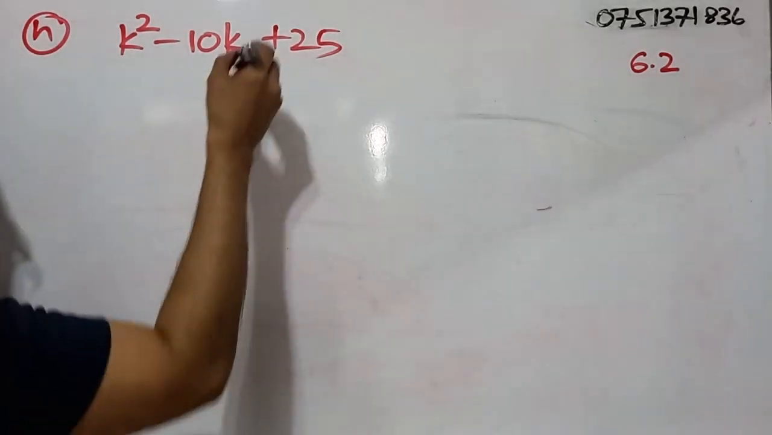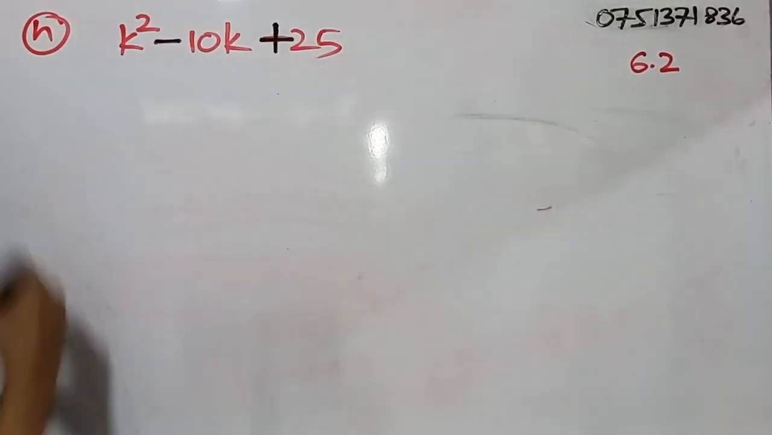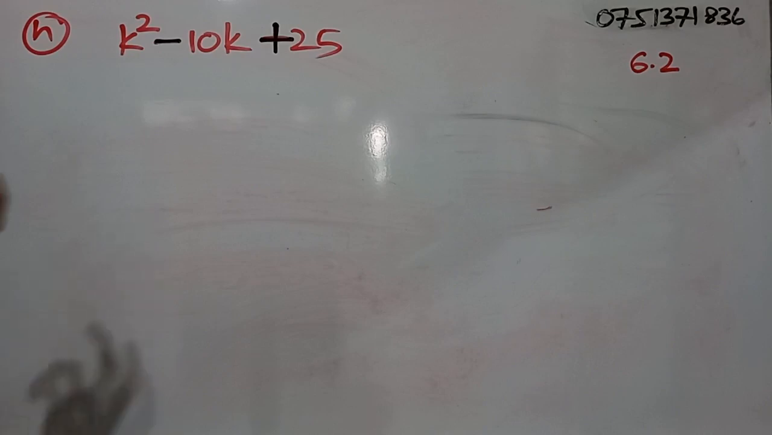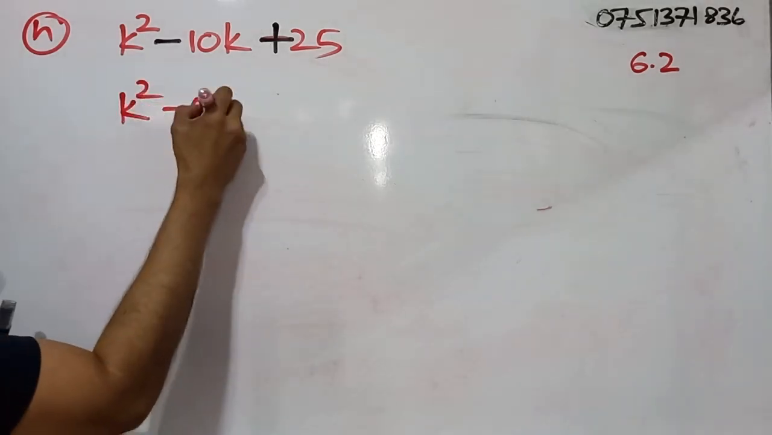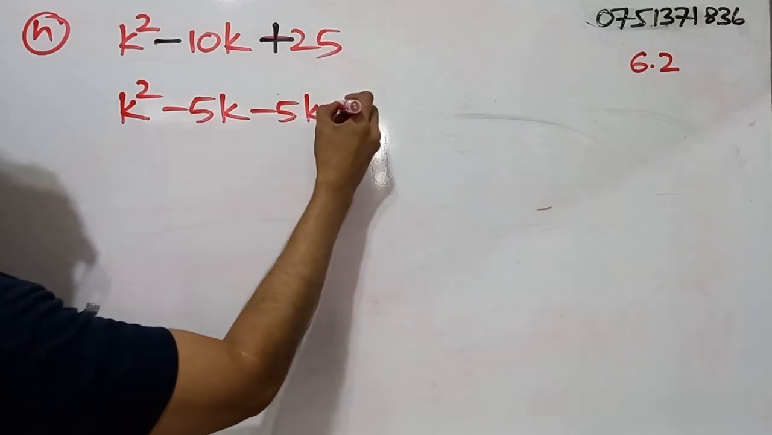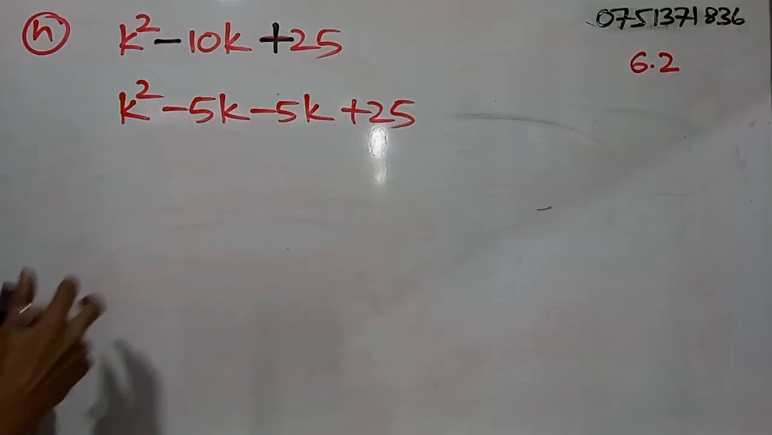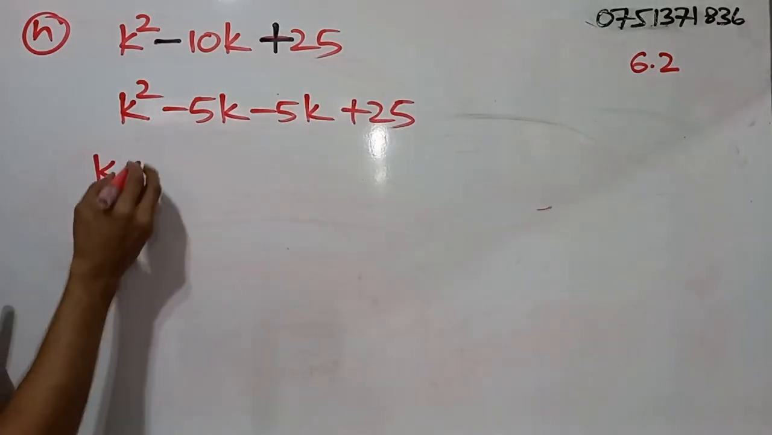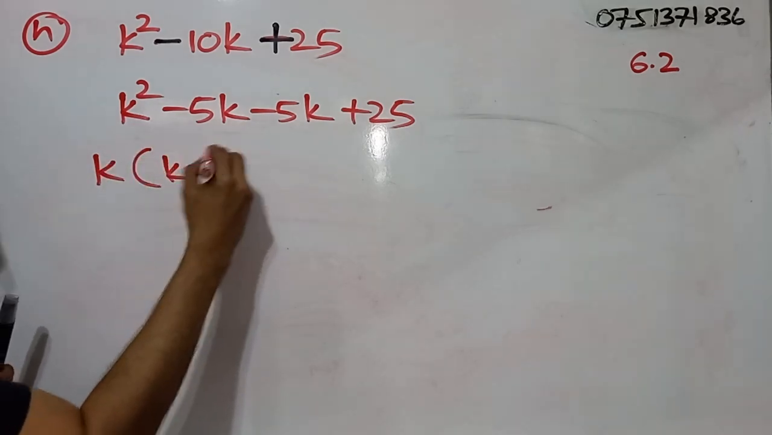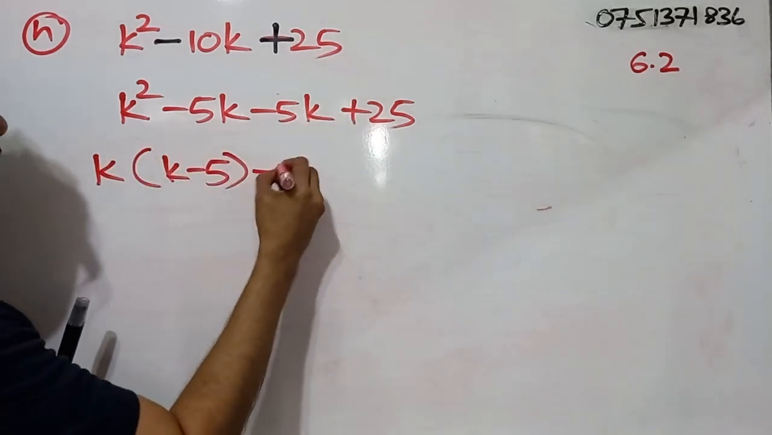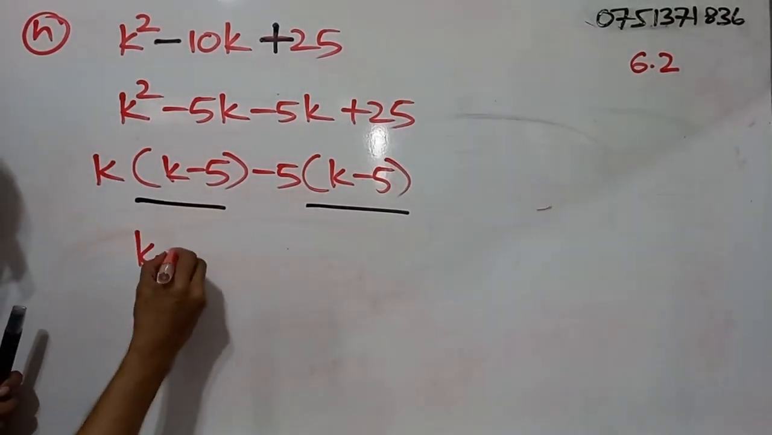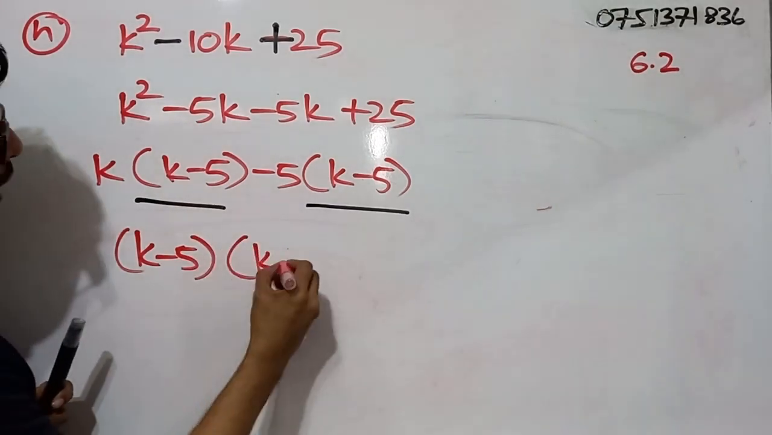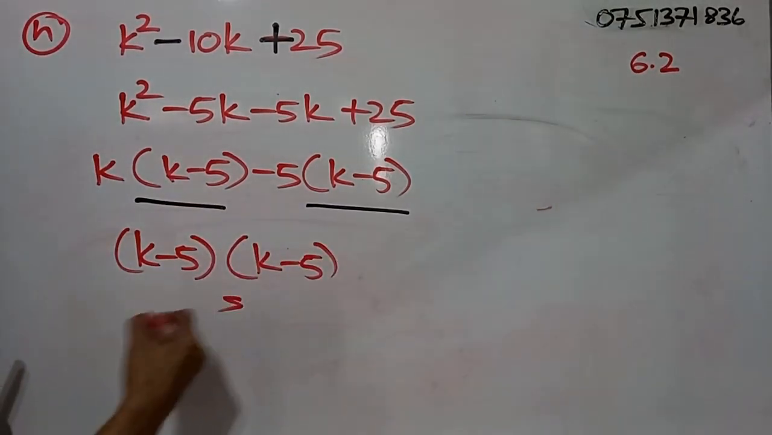Okay. Here we have a plus here and a minus here. That means the two factors should be what? Negative. So 25, that means what? K squared minus 5k minus 5k plus 25. Okay? Consider these two. Common factor is k. So k minus 5. Consider these two. Common factor is what? Negative 5. So k minus 5. So we can take k minus 5 and k minus 5. So this will be the answer.